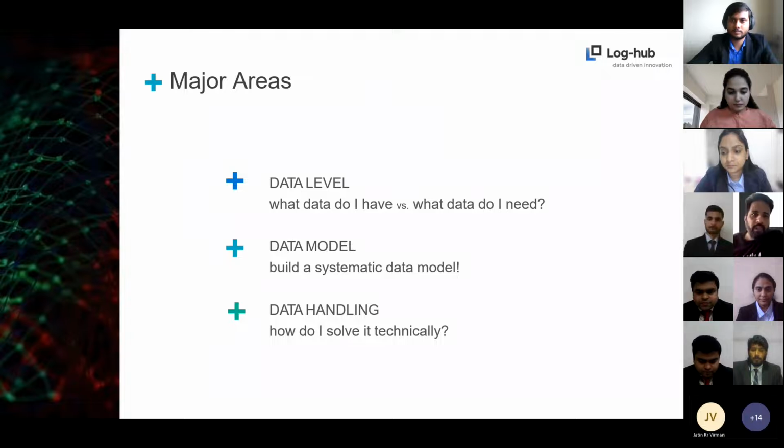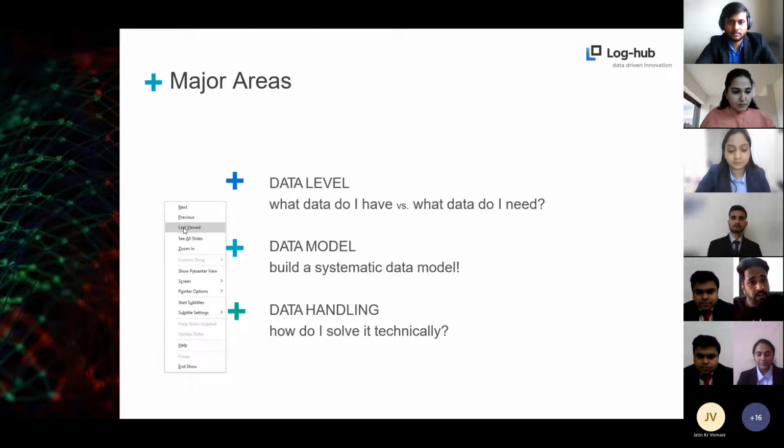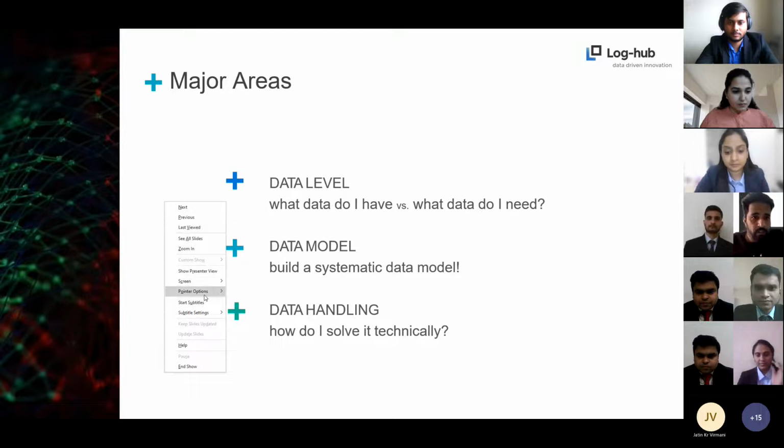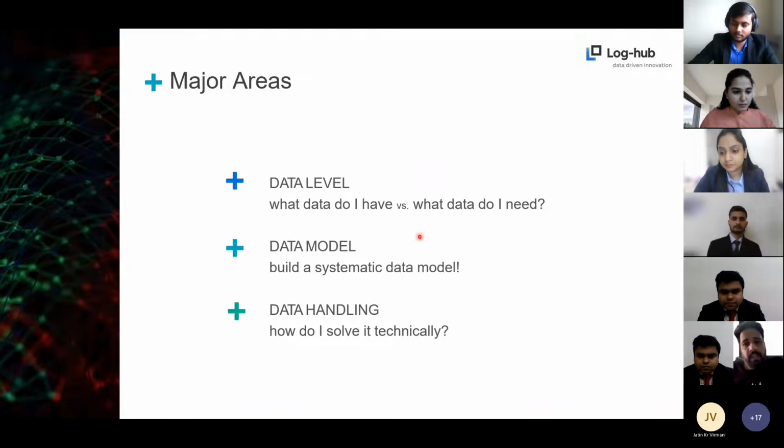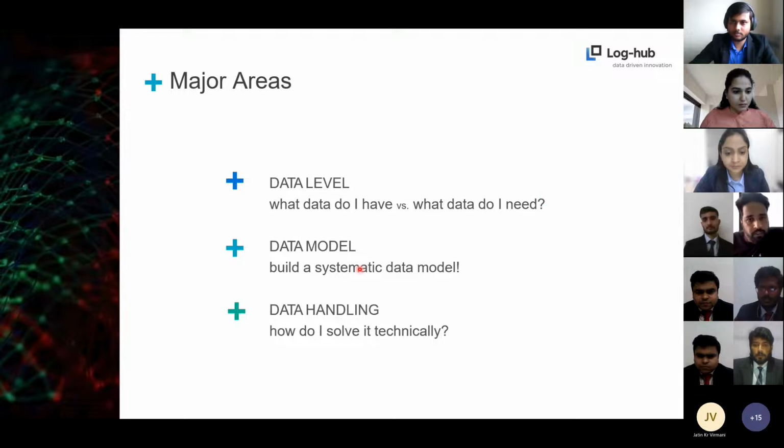Before we get into the part wherein we are even thinking about solving the problem, the first thing that we need to focus on is this particular area. What kind of data do I have versus what kind of data do I need? What kind of data do I have at this point of time and what kind of data do I need? Then once I have all that data, I would create a particular data model which would be used to handle that data. Why is data modeling important?